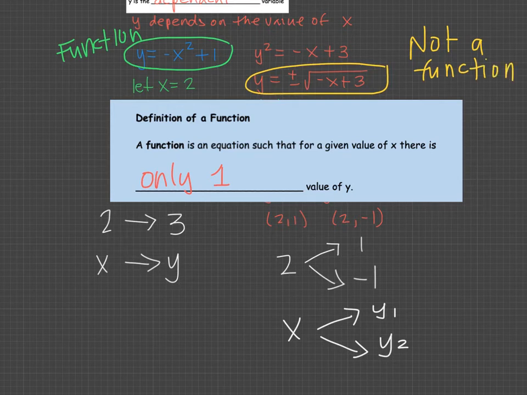A way that we can identify pretty easily whether we've got a function or not from the equation is this: if we have a plus or minus out in front, we are going to get a plus case and a negative case when we plug values in for x. That is going to automatically lead to two values of y. So that is a really easy way to determine whether we have a function or not just by looking at the equation.